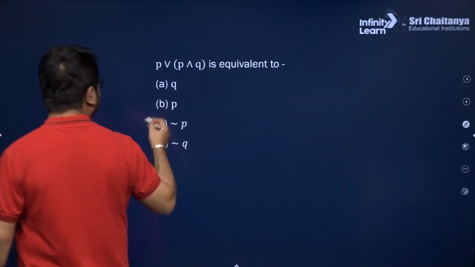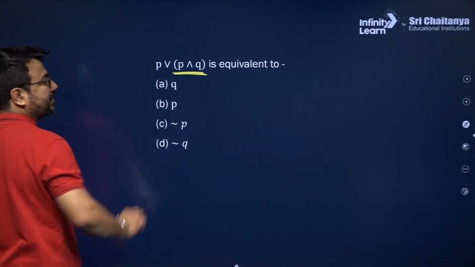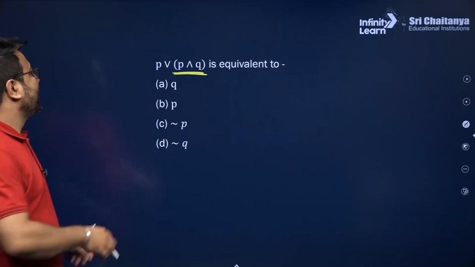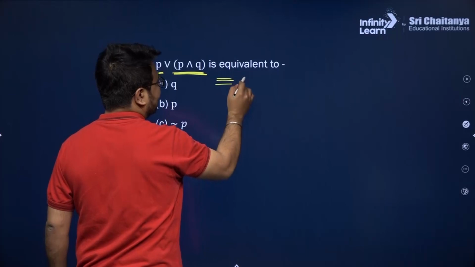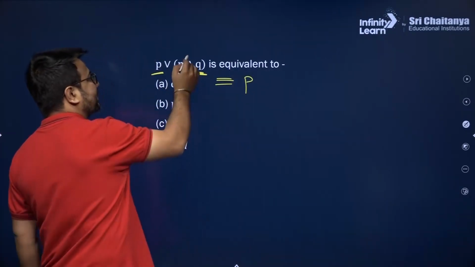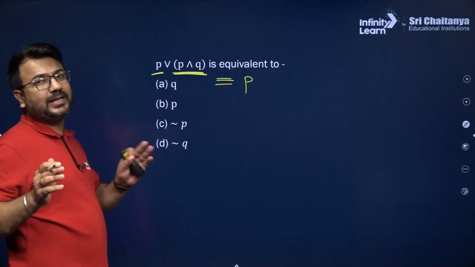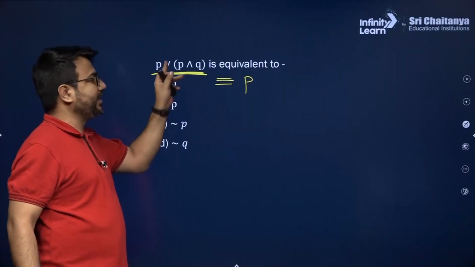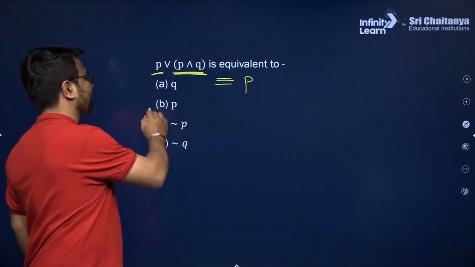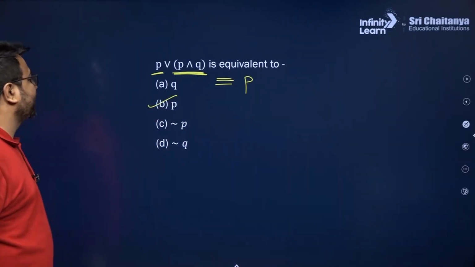Okay, so we need to take P and Q. This is common between P and Q, and we need to take the OR with P. So the result will be equal to P itself, because this is a subset of P. P and Q is a subset of P, and if we are applying the OR operator in between, this will be converted to P itself. So option B will be the final answer over here.